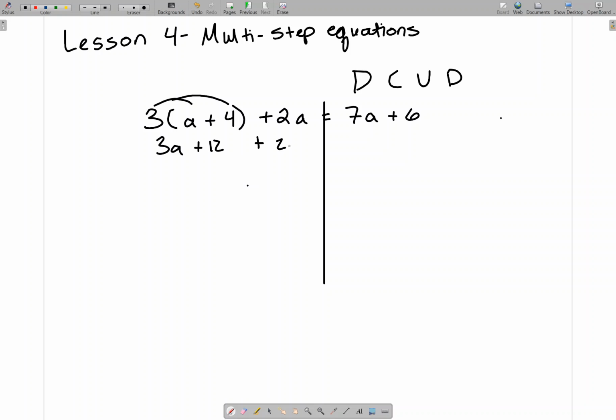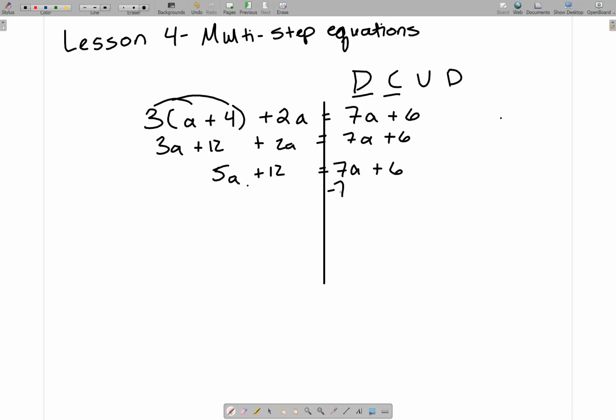I still have a plus 2a that drops down. Equal sign drops down, and 7a plus 6 drops down. So 3a plus 2a is 5a's. Plus 12 drops down. Now in this case I'm combining like terms because 3a and 2a were like terms. So I distributed, step 1. I'm combining like terms, and there's no like terms to combine over here. Step 2. 7a plus 6.